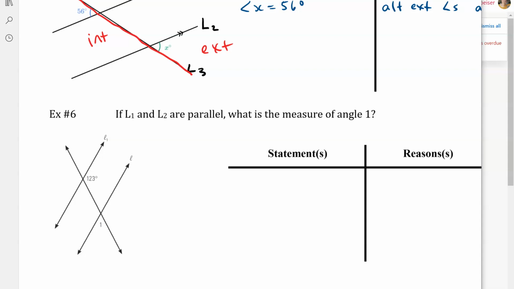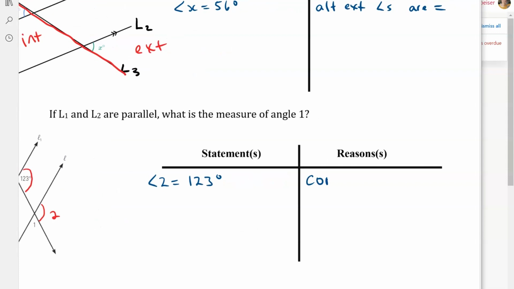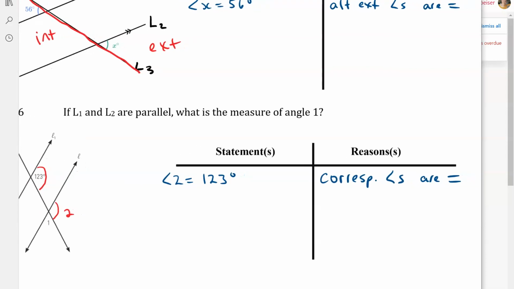Here's what I'm thinking: this angle and this angle are going to be the same because they're corresponding. So how do I refer to that one? Why don't I call that one angle 2? So my first statement could be angle 2 equals 123 degrees. My reason would be corresponding angles are equal. And now this is equal to 123 degrees.